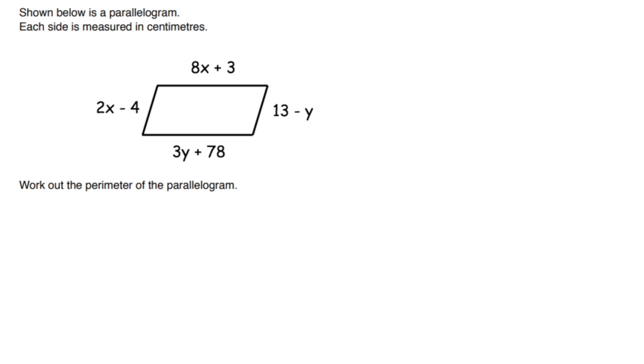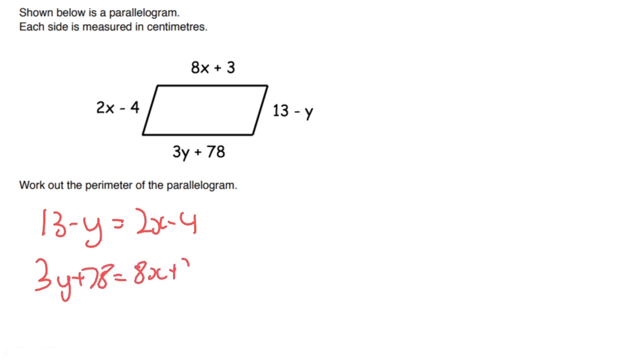So what we need to know is that this is a parallelogram. And in parallelograms, opposite sides equal the same, which means here I can say that 13 minus y equals 2x minus 4. And similarly, this side must equal that side, which means 3y plus 78 equals 8x plus 3. Now I have my pair of simultaneous equations. I can solve this by using any method I want.